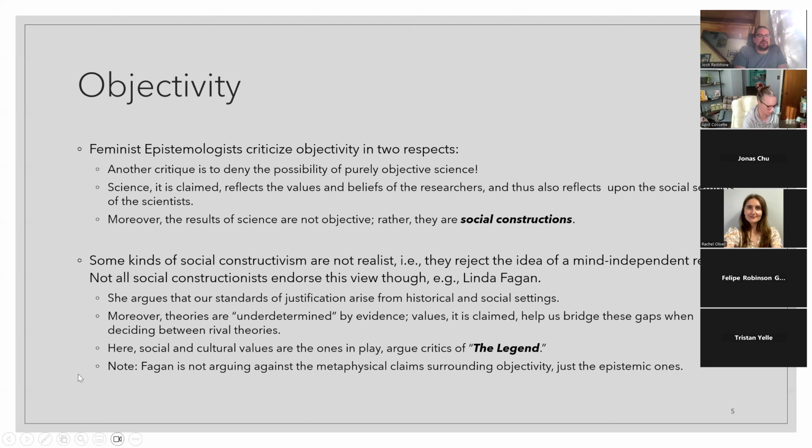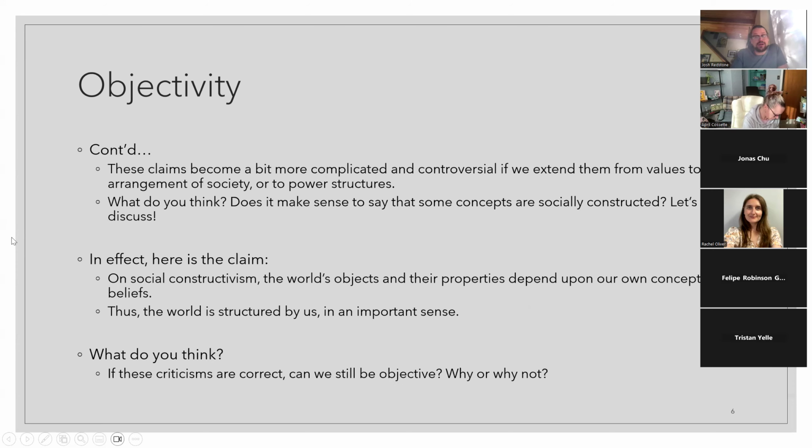But I don't want to misrepresent Fagan. She's not arguing against the metaphysical stuff, just the epistemic stuff. She's saying there is an objective reality out there that we can learn about with science. But what we need to keep in mind is that science is done by people and people's values, and the social constructions and values of a particular time and place will determine which theories we endorse and which we reject.